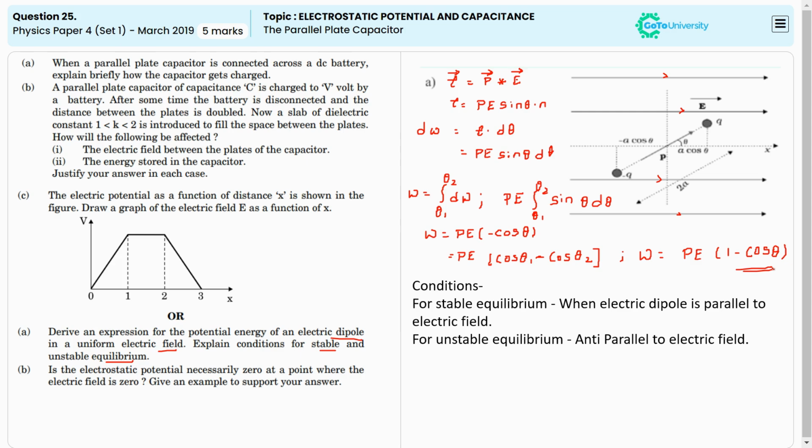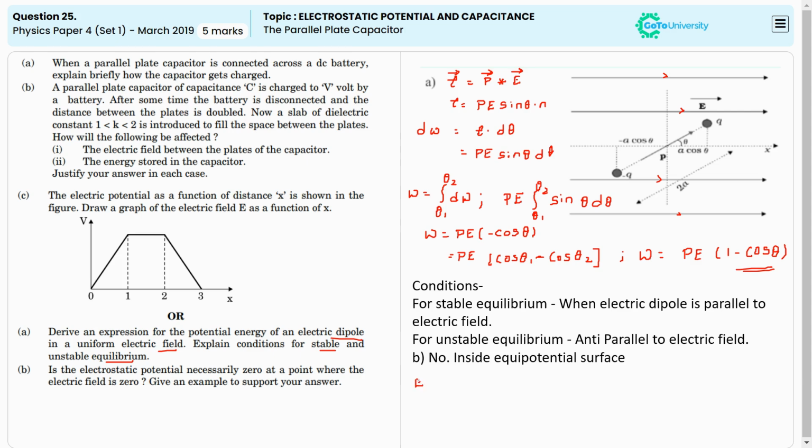And here the part B question: is the electrostatic potential necessarily zero at a point where the electric field is zero? No. Give an example to support your answer. So the answer for this one is no, because inside an equipotential surface, that means we know that E is equal to minus dV by dr, where V is equal to a constant, then we can write E is equal to minus dk by dr, where r is the radius or distance.